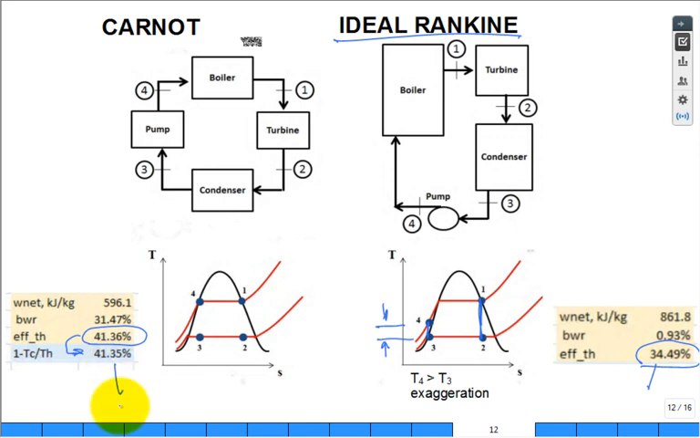But when we come over here, we compute the thermal efficiency, 34% versus nearly 42%. What do you think? Are they the same? No. Which one's lower? The Rankine. Well, why is the Rankine cycle lower?